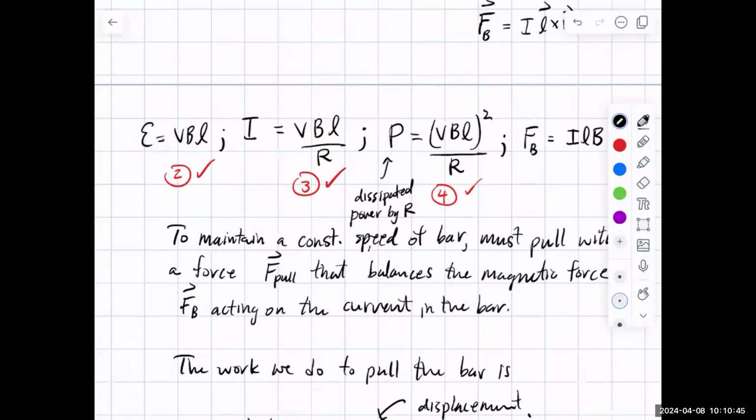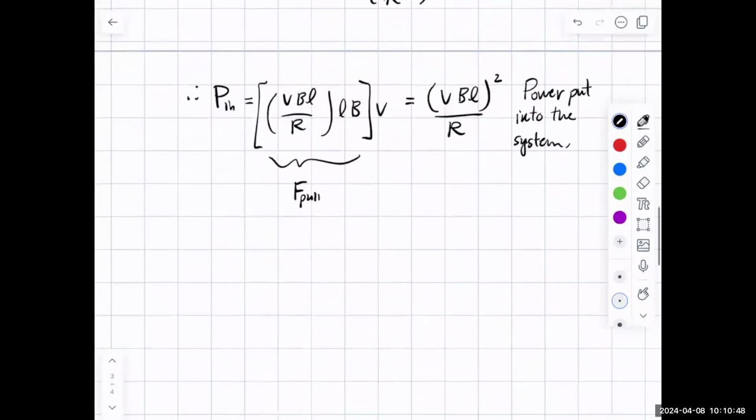So this is kind of a nice confirmation of conservation of energy. The amount of energy that we put into our system is equal to the amount of energy that's dissipated by the resistor. Now, in practice, there might be other things that would be happening if we're really pulling this bar along a track. There will be some kinetic friction. And so some of the power that we put into the system will be lost to heat that gets generated in that friction. And so in practice, it would be more complicated, but in an idealized situation, we have this confirmation of conservation of energy.